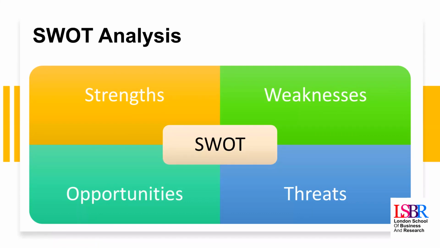And this is basically what a SWOT analysis looks like. Okay, so in the top left-hand corner, we have the strengths. Top right-hand corner, we have weaknesses. Bottom left, we have opportunities. And bottom right, we have threats. You would list them in the matrix, and that's how you would present your SWOT analysis.